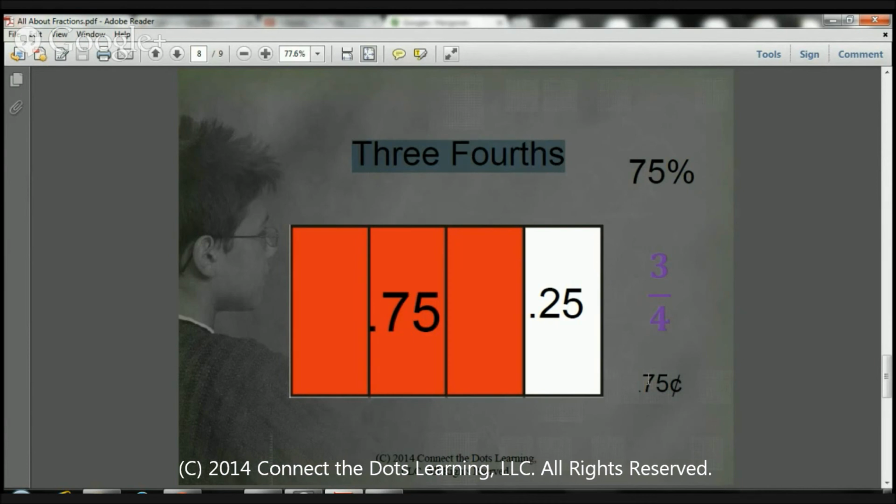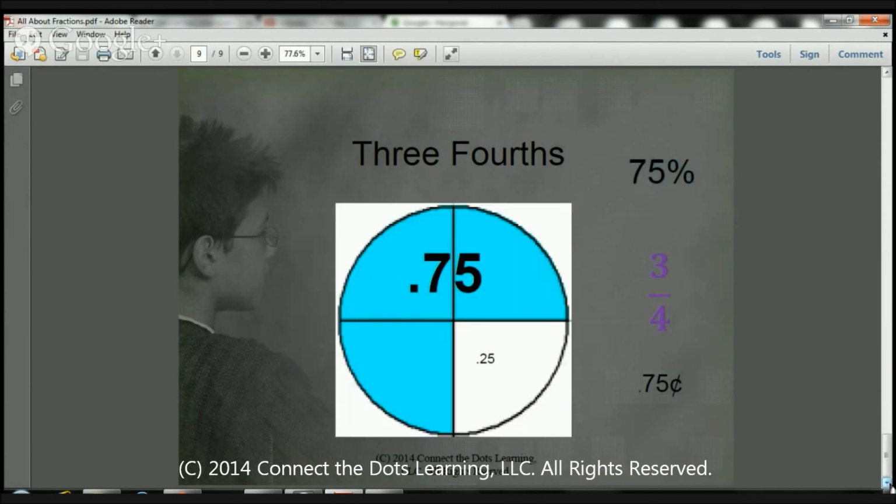Now, 3/4 of a dollar is equivalent to 75 cents, right? Because 4/4 is $1. 3/4 is how much? 75 cents. That's correct. And 3/4 is equivalent to 75%. And you're going to be working on percentages later on in 4th and 5th grade for sure.